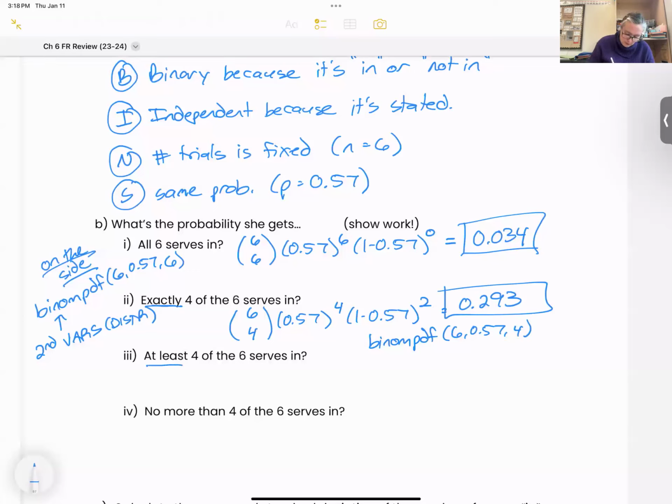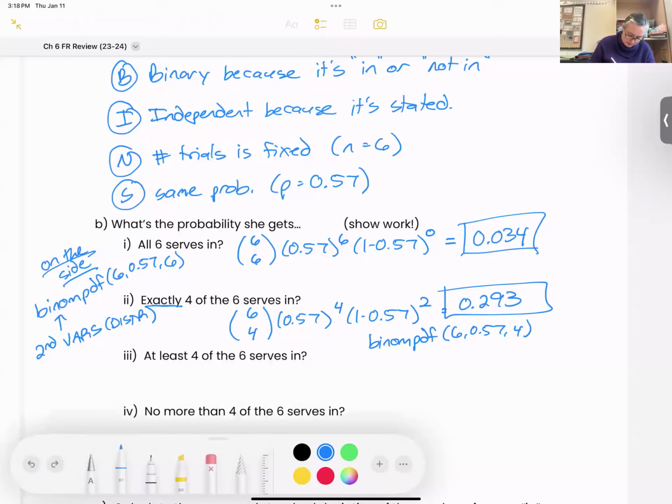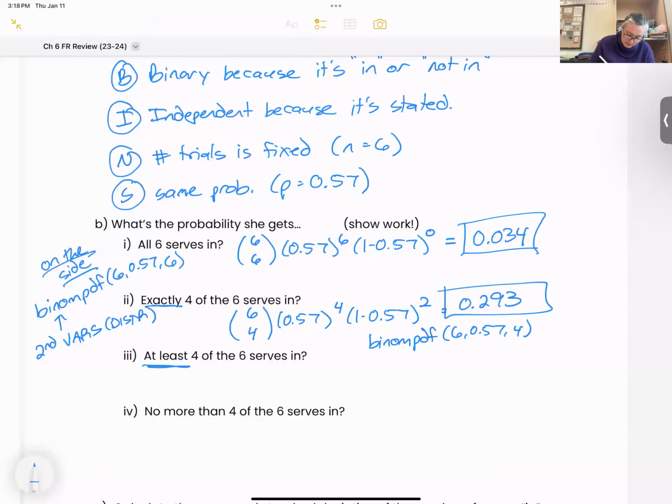Okay, at least 4 serves. So pay attention to that. At least 4. That's different than exactly. So at least 4. Let's think about what that means. Okay, so possibilities. She could get 0 serves in, 1, 2, 3, 4, 5, or 6. Those are all the possibilities of what she could get in. At least 4 means she's getting 4, 5, or 6.